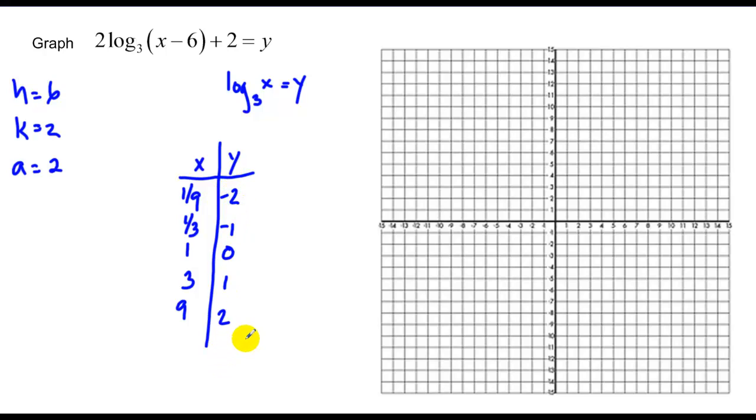This right side is going to be pretty similar all the time. But now we're going to multiply all these y values by 2. So I have -4, -2, 0, 2, 4. And I'm going to do that from 6, 2. So here's 6, 2. From right here is where I'm going to do all these graphs. So I go over 1, up 0, over 3, up 2, over 9, and up 4, over a third, down 2.